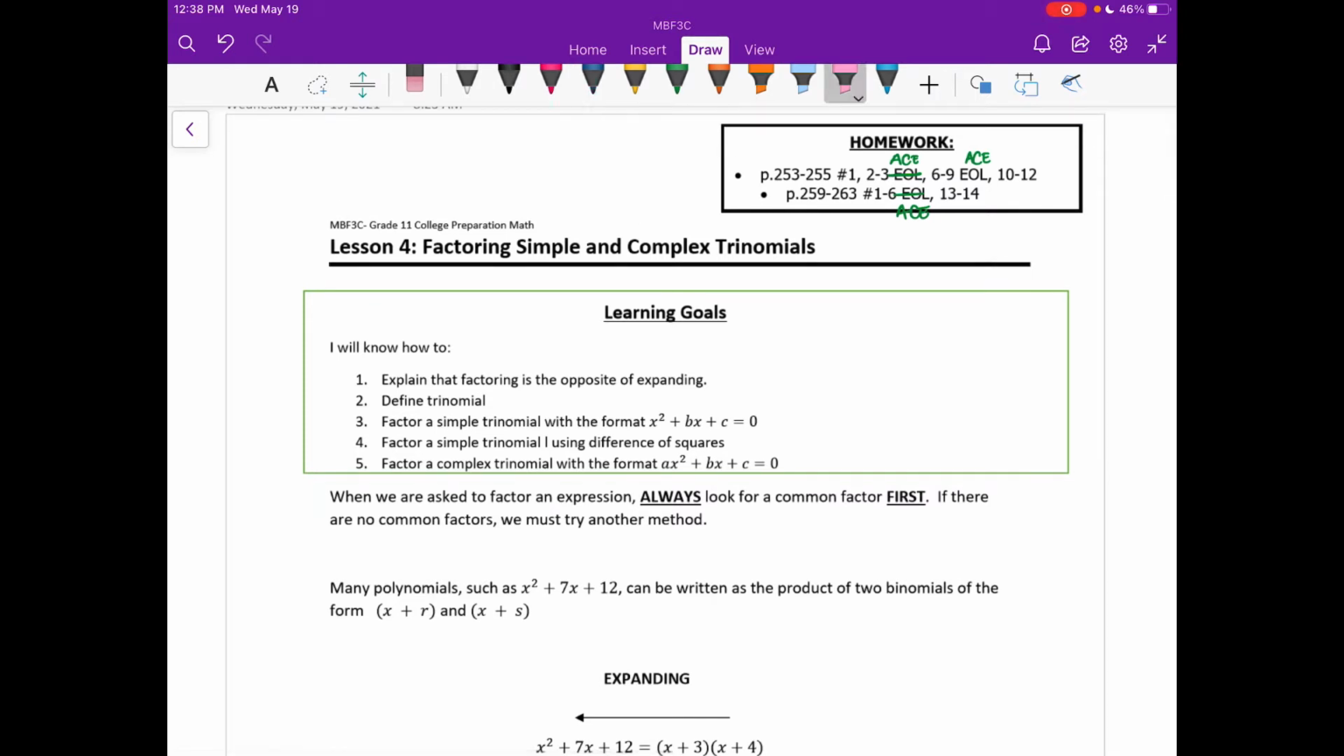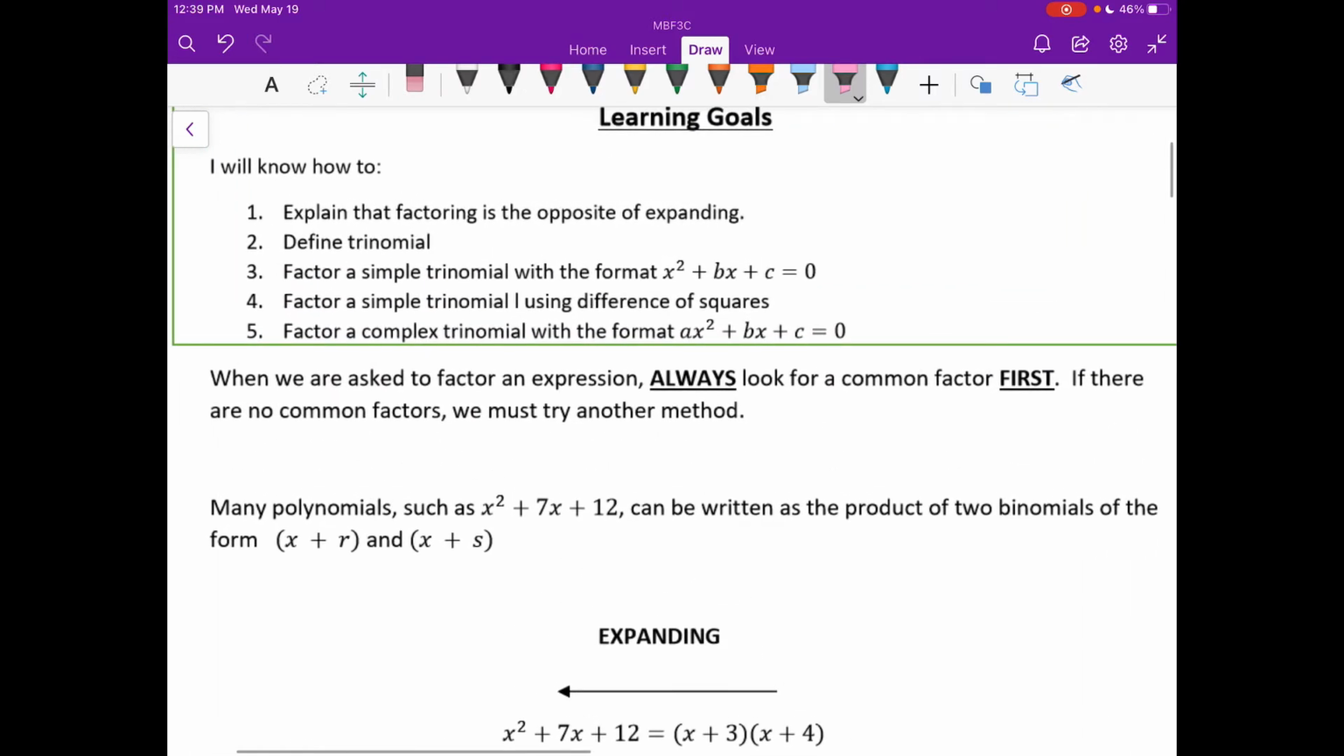Again, your homework is listed here. I did have to change it, I'm sorry, it shouldn't say EOL, it should say ACE. So you're going to be doing pages 253 to 255, numbers 1 to 3 ACE, and then 6 to 9 ACE, 10 to 12, and then for the complex one you're going to be doing page 259 to 263, numbers 1 to 6 ACE, and 13 to 14.